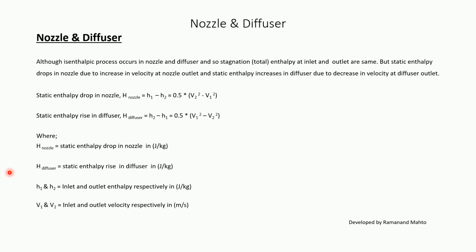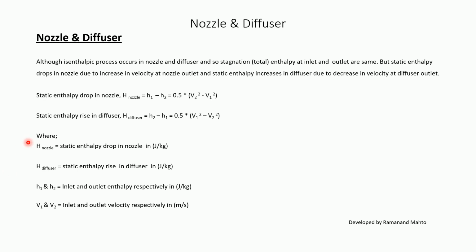Nozzle and diffuser. An isenthalpic process occurs in nozzle and diffuser, and so stagnation enthalpy at inlet and outlet are the same, but static enthalpy drops in nozzle due to increase in velocity at nozzle outlet, and static enthalpy increases in diffuser due to decrease in velocity at diffuser outlet.